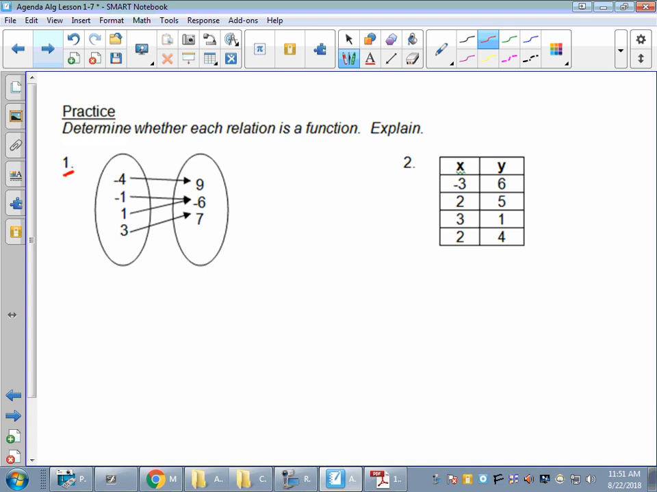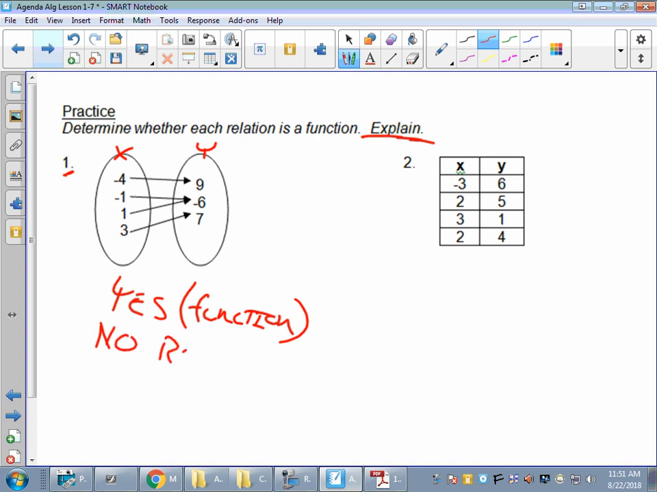Well, each element in the x maps to an element in the range, in the y. If you look at the x values here, this is your x, this is your y. Remember, looking at the x values, we do not have any repeats in the x's. So this would be yes, it's a function. And what's our reasoning? Because it does say explain, our reasoning would be that there's no repeats in x.